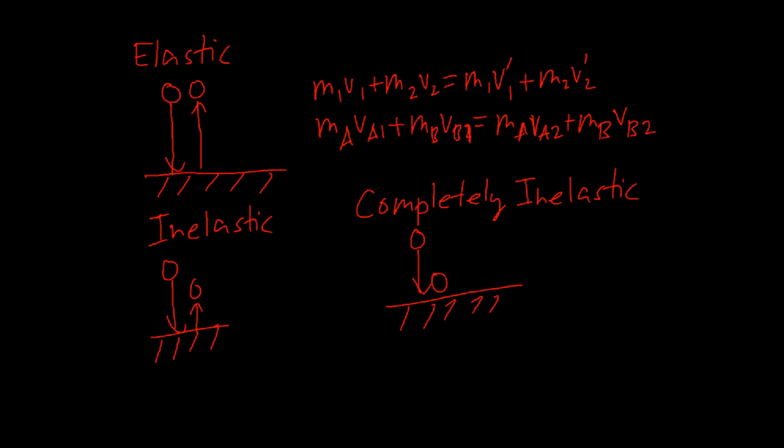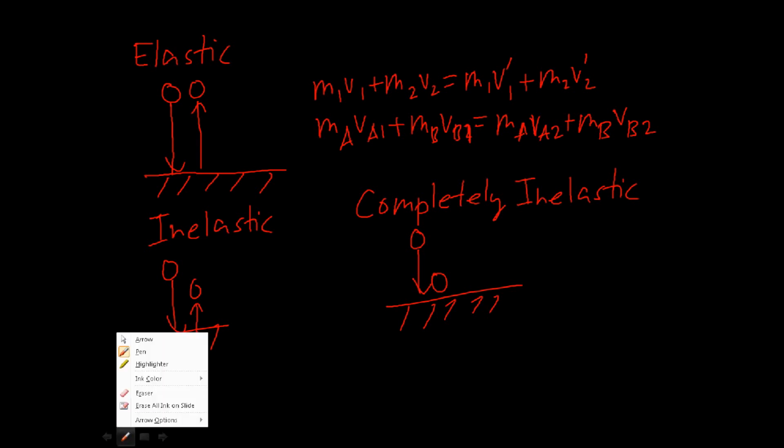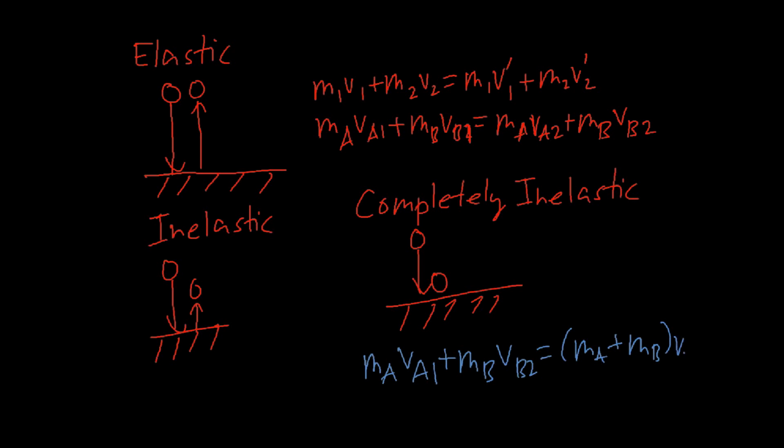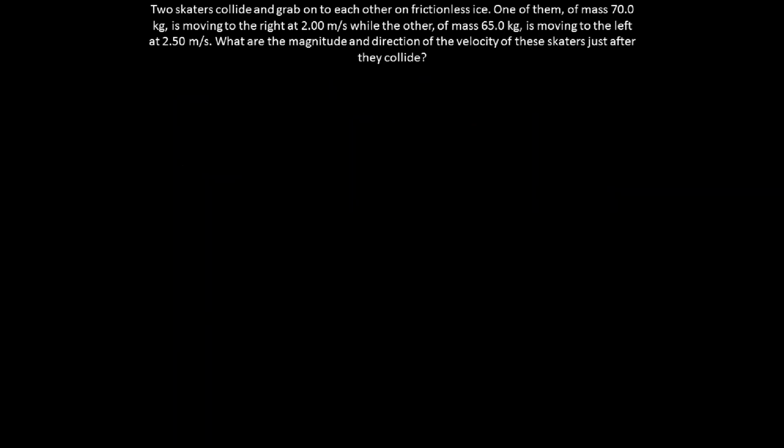And the formula for that, so we're going to change the ink color. The formula for that will be MAVA1 plus MBVB2 equals MA plus MB times V2. Okay, so we run out of space already. So let's first try to grasp the formulas by solving the problem, which is this one.